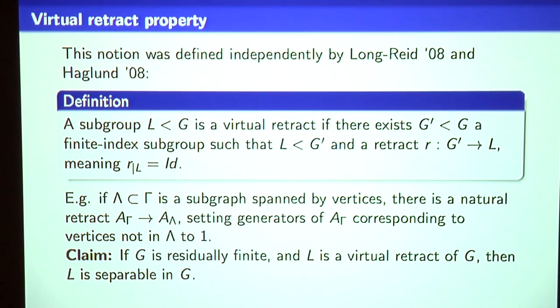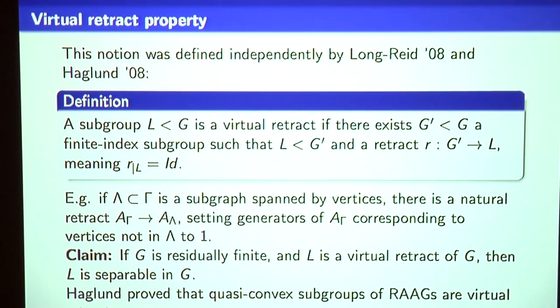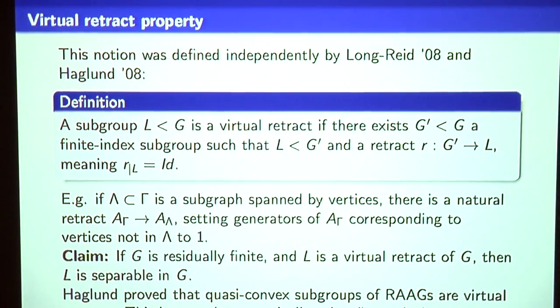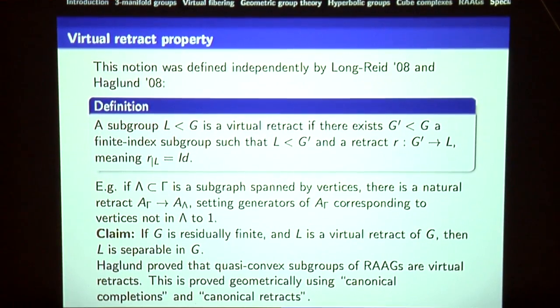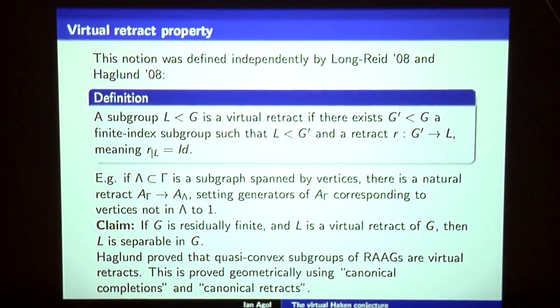today. But anyways, Hagen proved that quasi-convex subgroups of right-angled Artin groups, or rather, I should have said here, special cube complexes with hyperbolic fundamental group are virtual retracts. And this is proved in a very geometric way, a combinatorial way, using what's called canonical completions and canonical retracts. It's essentially a geometric or combinatorial version of a convex hull.